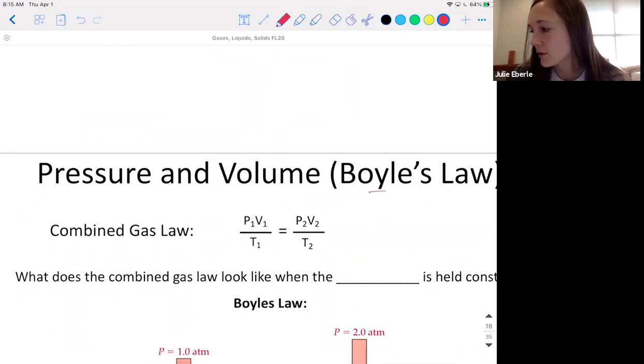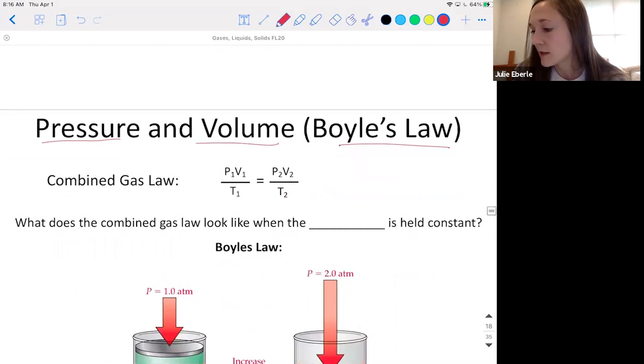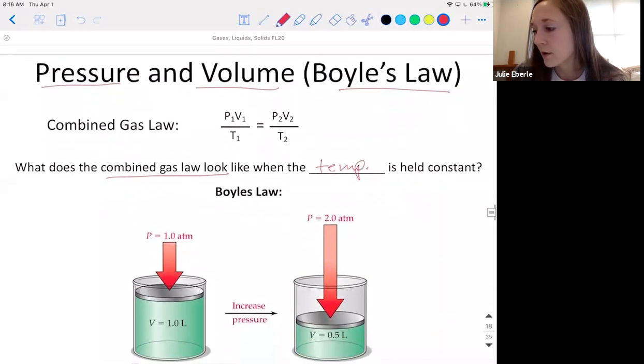We're going to start with Boyle's law. Okay, so as you can see, the title of the slide, Boyle's law is the relationship strictly between pressure and volume. So when you're looking at a relationship between 2 of these 3 properties, the one that's not listed is held constant. Okay, so temperature here is being held constant. So we're essentially asking this question: what does the combined gas law look like when the temperature, I'm going to abbreviate temp, is held constant?